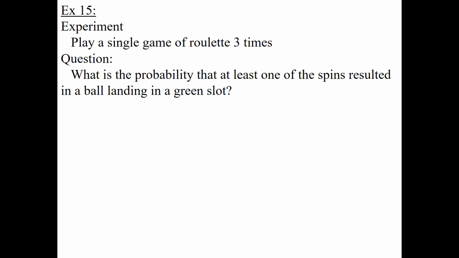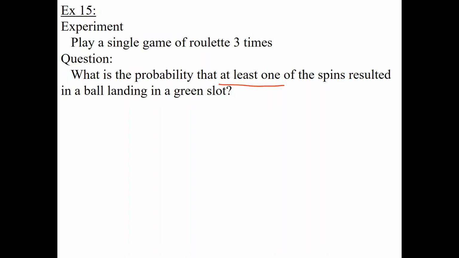Okay, so in this example, it says we're going to play a single game of roulette 3 times. And the question is, what is the probability that at least one, see how it says at least 1 right there? At least one of the spins results in a ball landing in a green slot. So at least one of those 3 spins landed on green.